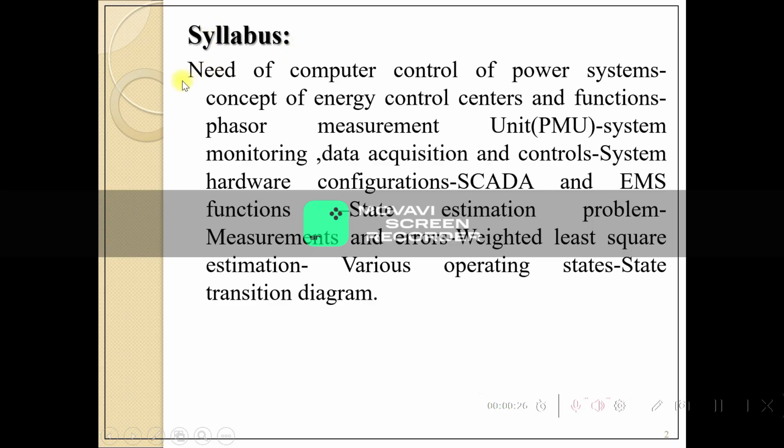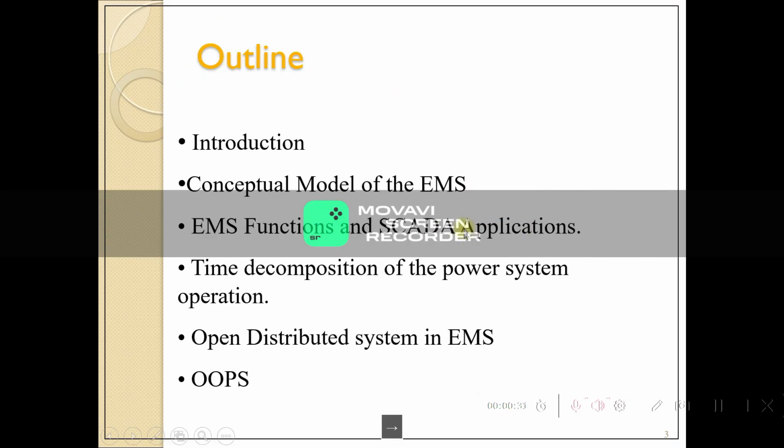These are all the topics we are going to cover in this unit. Computer control of power system: the major outline is introduction, model of energy management system, functions and SCADA application, time decomposition of the power system operation, open distributed system and energy management system, and object oriented programming systems.